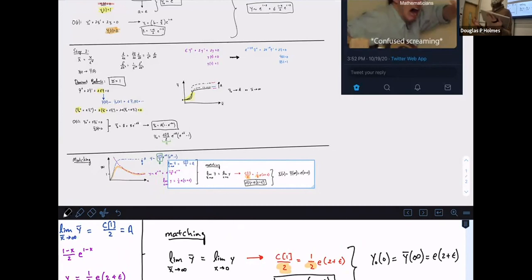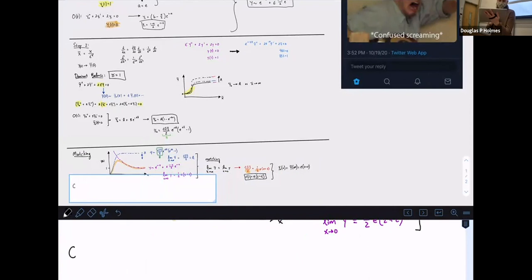Okay, we have one last step. This last step is a little bit confusing, but I encourage you to play with this in Mathematica to see why this is necessary. The last part of this matching is to construct the composite solution. And the composite solution is found in general by writing it like this.